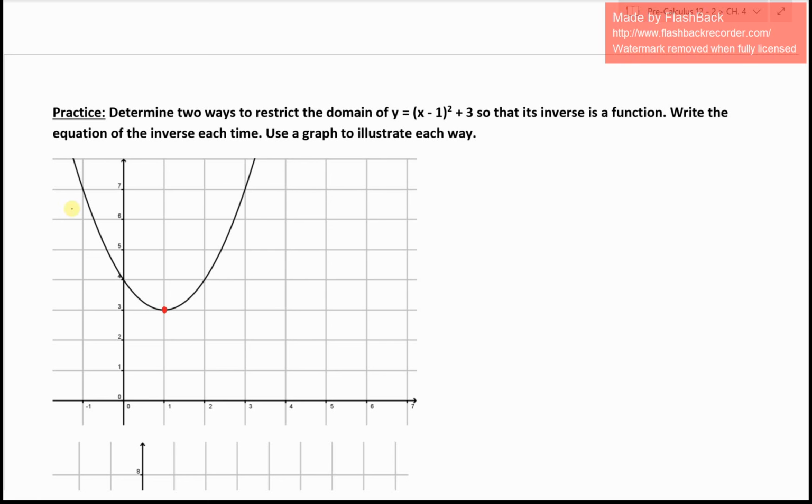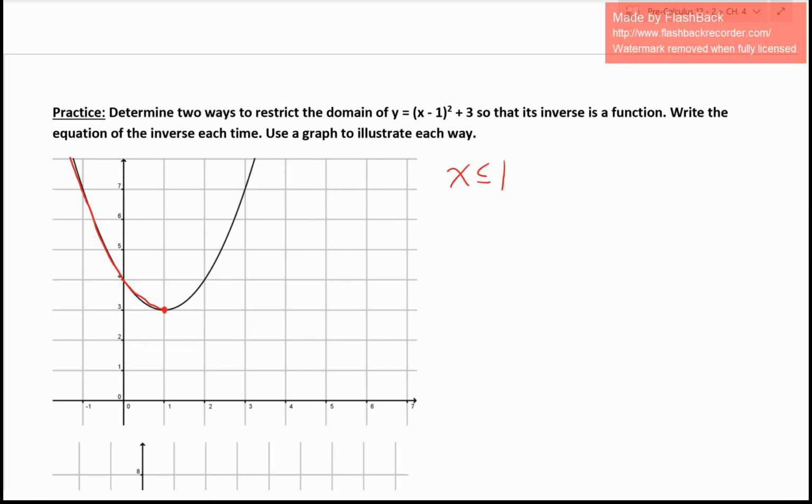Okay, so right now the domain is all real numbers. As long as we split the domain, so for example, I can restrict the domain this way. I can say, let me say x is less than or equal to 1. That means we're only graphing this portion. Then that will be a function once we draw the inverse. So now the question is, what is the equation in that case?